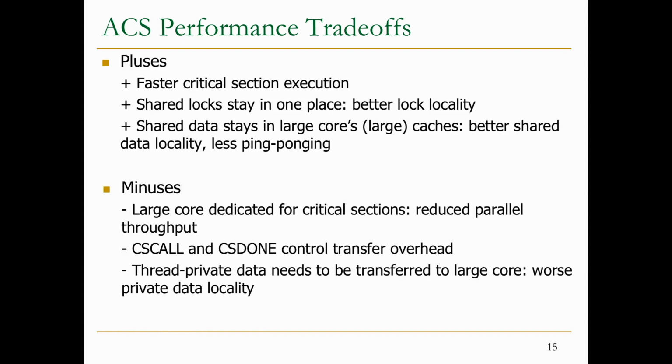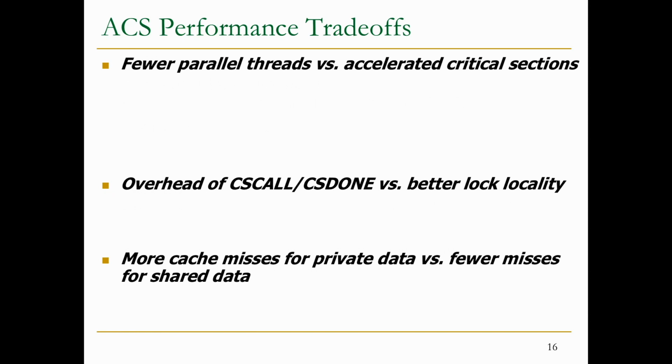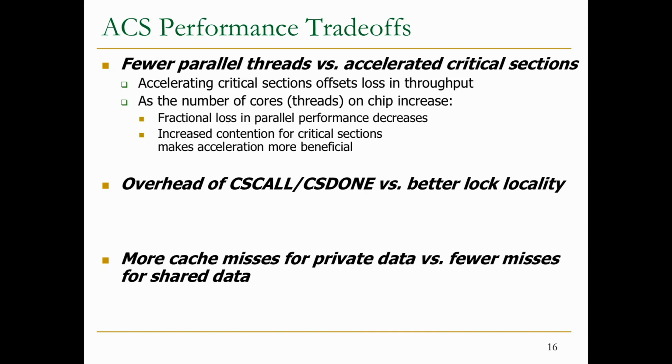So these actually correspond to each other somehow. Basically, in the parallel part of the code, we have fewer parallel threads because we dedicate the core for execution of critical sections. But we get some benefit out of that also. We accelerate the critical sections now. So the question is, which one is better? So it turns out accelerating critical sections in the applications we examine offsets the loss in throughput in the parallel part. And actually, this is a reasonable trade-off.